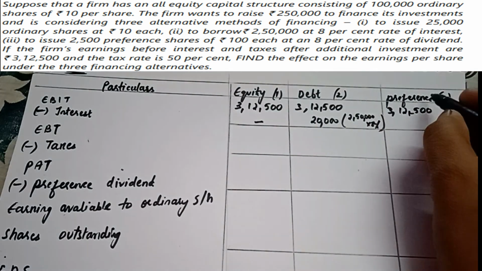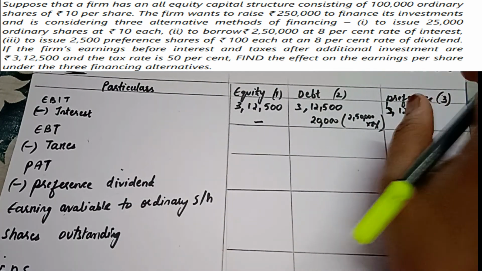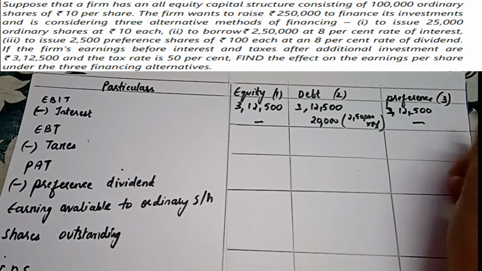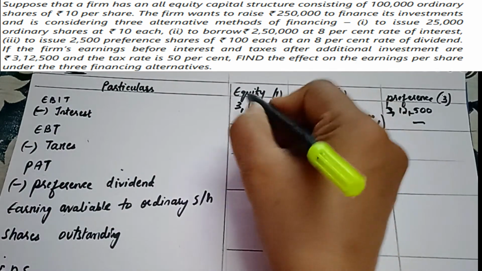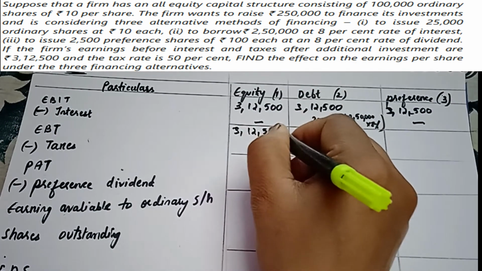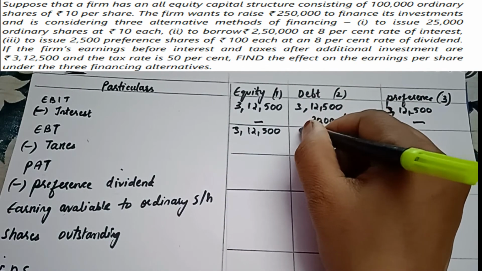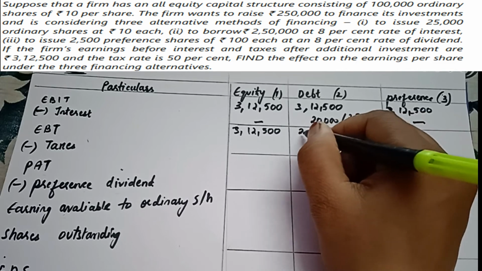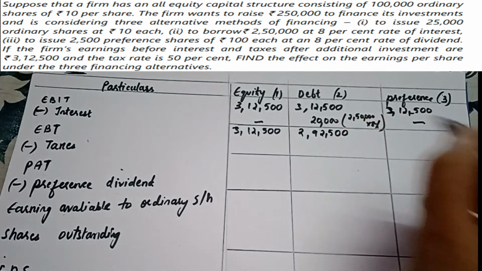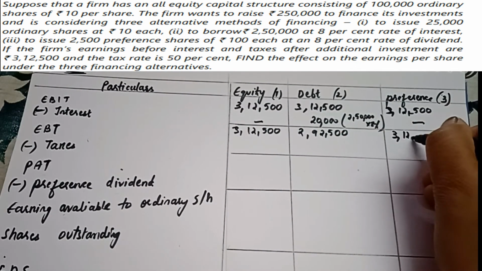Okay, next is the preference option. You're just raising from preference, right? You're not having any interest, any debt or loan, right? So no interest here. So what will be EBT, earnings before tax? It will be the same as the equity option. Herein you'll be deducting 20,000 from it. It will be 2,92,500, right? Herein it's the same amount, nothing is going off.